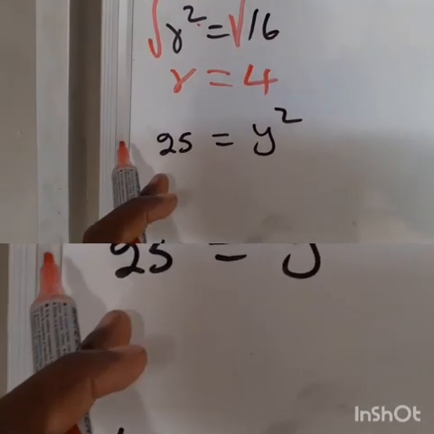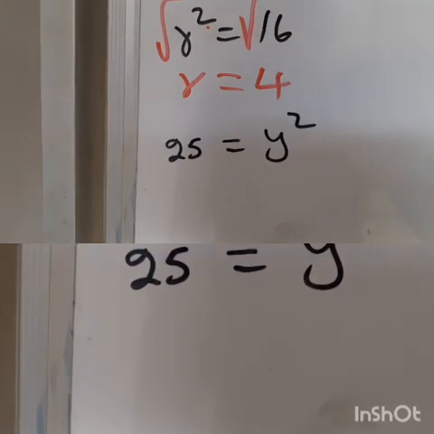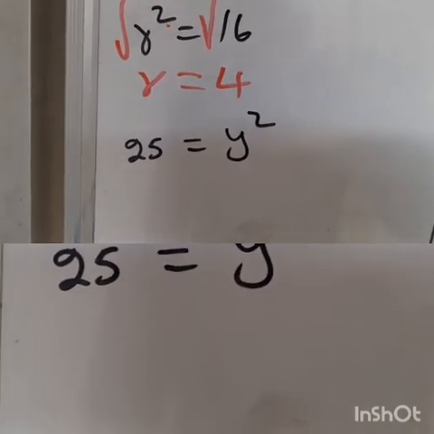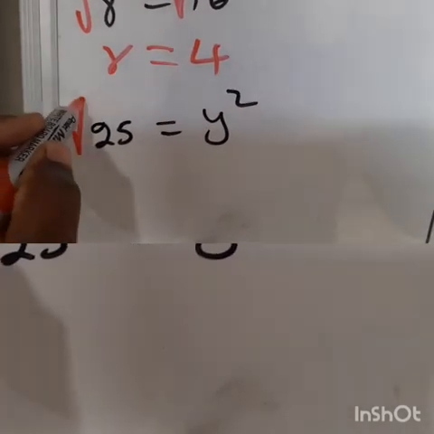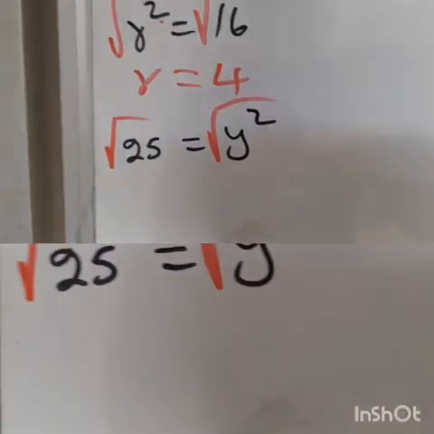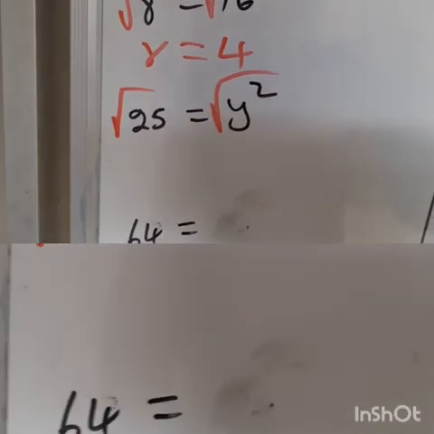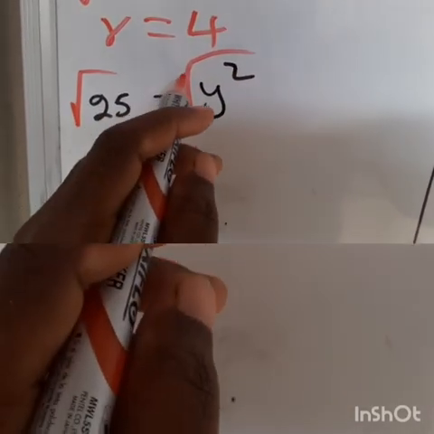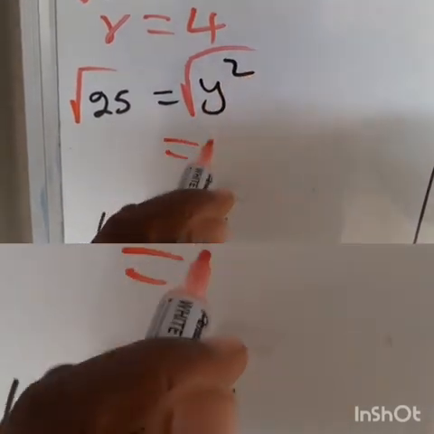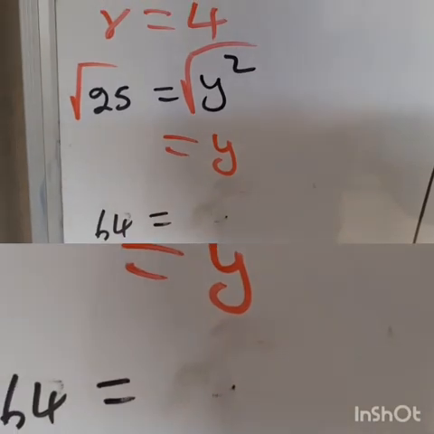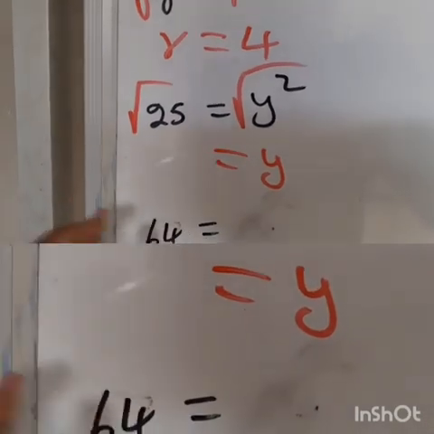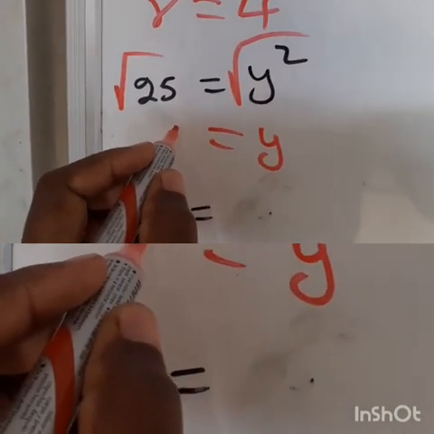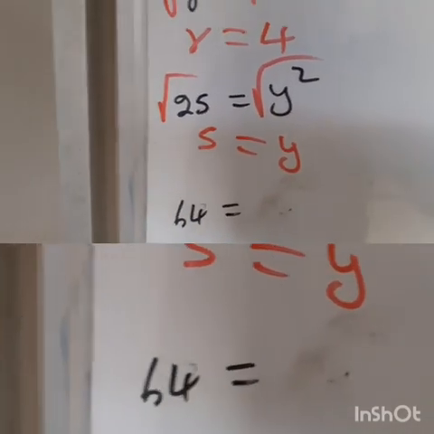Now, in this case, you have 25 equals y squared. So in this case, you'd also use square roots on both sides. If I square root both sides, I'm using the square root in order to cancel the square. Which means I'll be left with y here. Then the square root of 25 would be 5.